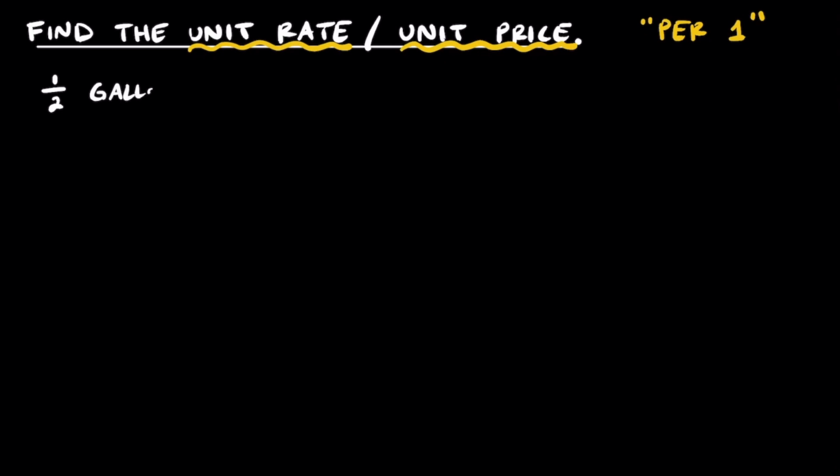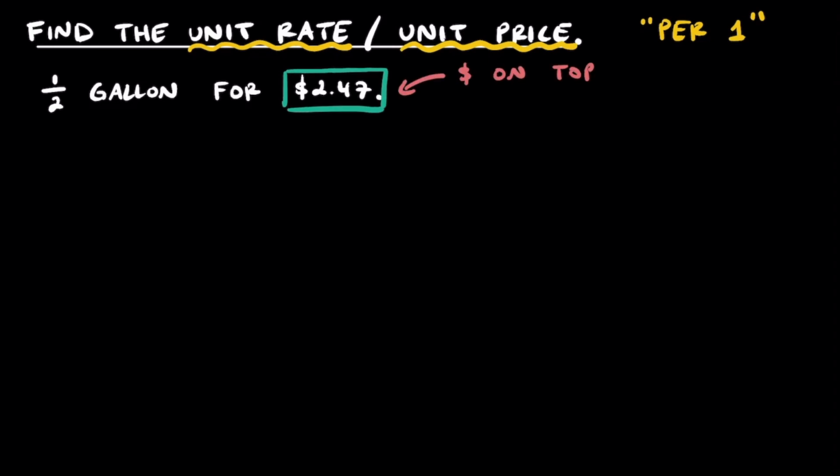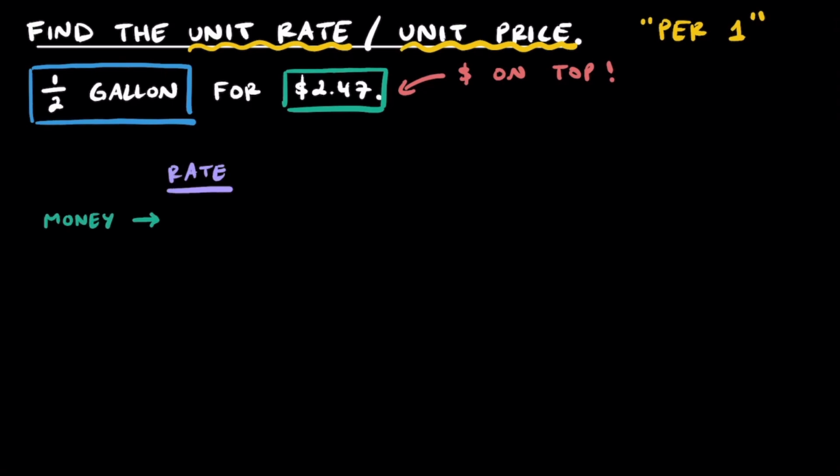Suppose we have half a gallon of, maybe ice cream for $2.47. Remember that the money is going to go on top. The two quantities we have are money and the gallons of ice cream. To write our rate, we're going to put money on top and put $2.47 up there, and for the gallons of ice cream, we'll put half a gallon in the denominator.